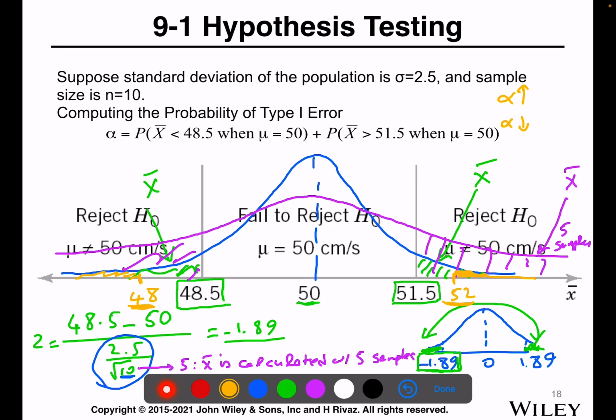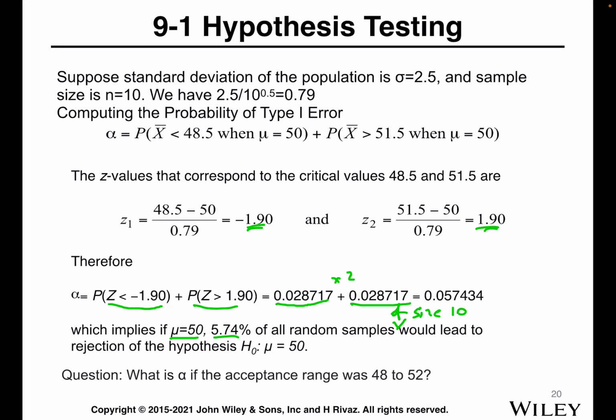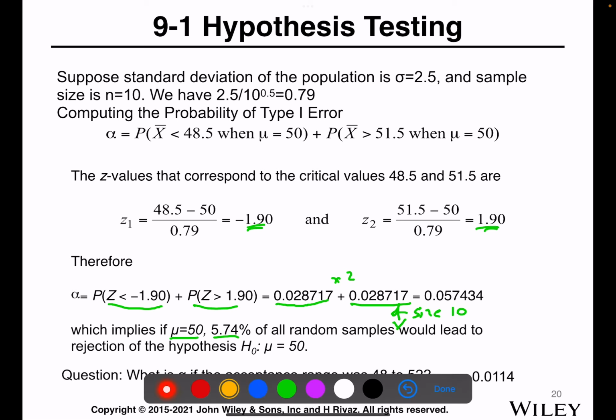So here we calculated Z for 48.5. We can repeat the same procedure. Instead of 48.5, we can calculate Z for 48, right? And we get a new number here, and instead of 1.89, we are going to get a smaller number, probably like -2 or something like that, right? And if we calculate, I think the answer is here. The answer is 1% only, right? So the probability of error decreases from 5% to 1% if we increase the range.